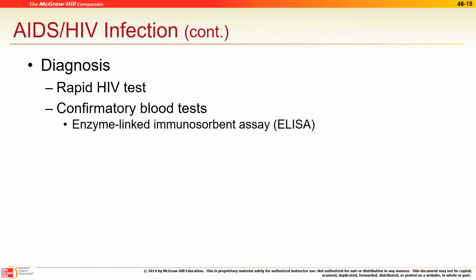Diagnostics. So we have the quick and dirty tests. Right? So that one, you get your results in 10-15 minutes. It could be saliva or blood. And then if you get a positive, then we'll confirm it with the more expensive one, the ELISA. So here they're actually sequencing DNA, viral DNA, to see if it's in your body.